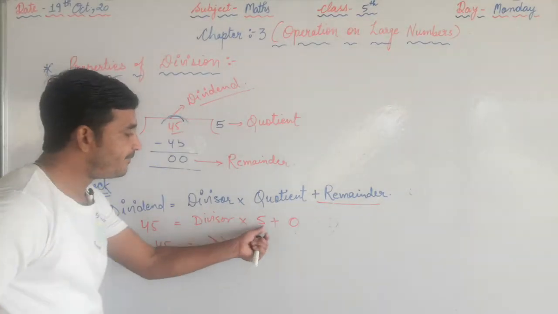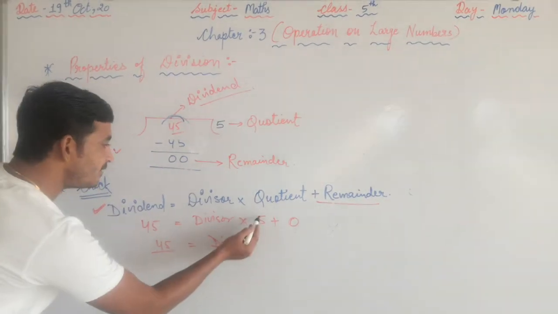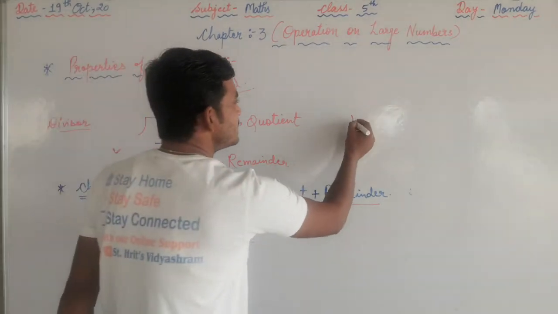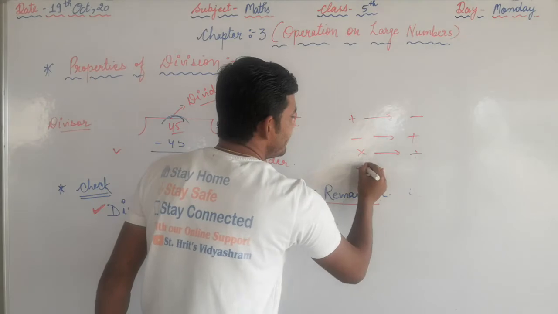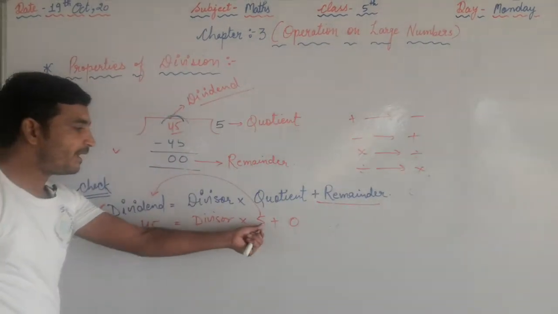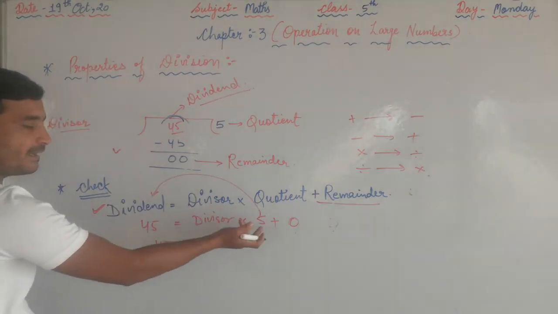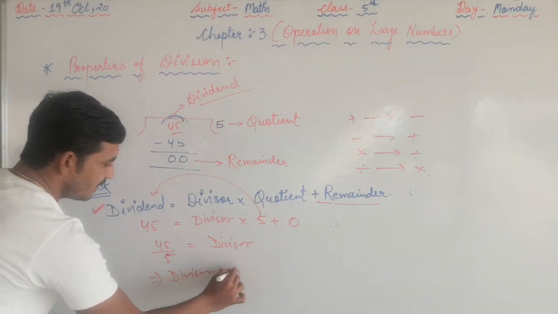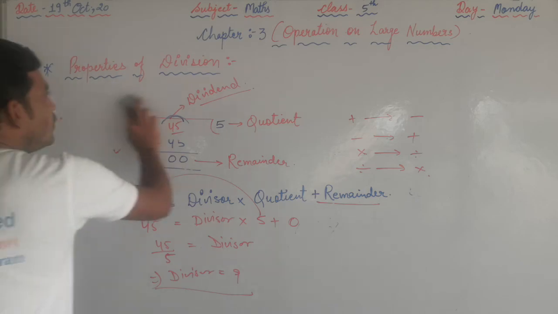Now see here, divisor equals 45. Here 5 is a multiplication. When we send the 5 to this side from RHS to LHS, the sign is changed. Plus turns into minus, minus turns into plus, multiply turns into divide, and divide turns into multiply. So 5 has a multiplication sign; when we send it to that side, the sign changes and it is divided by 5. So divisor equals 9. In this way we have to find the divisor. I hope you understand. These are the basic properties of division.